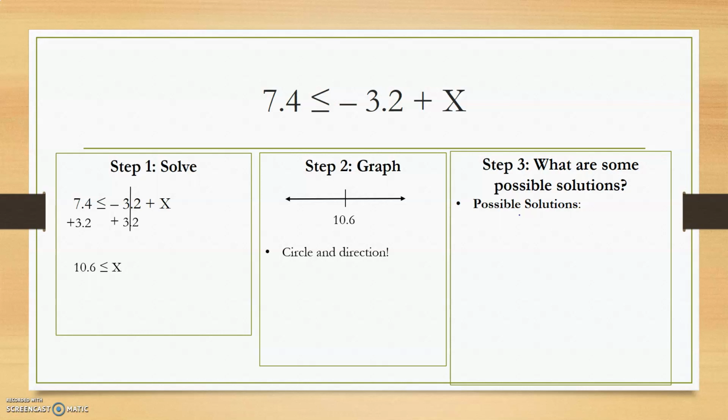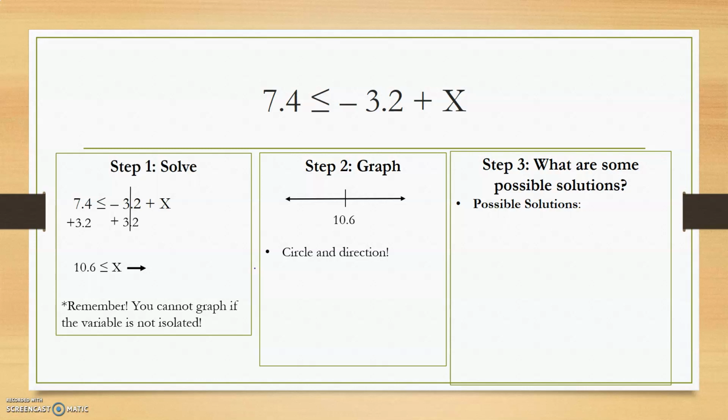But we got to slow down, we got to halt. Remember, you cannot graph if the variable is not isolated. In this case, it is. However, when I read, because it's so important to read the inequality, this reads that 10.6 is less than or equal to x. I cannot use this inequality because my x is on the wrong side.